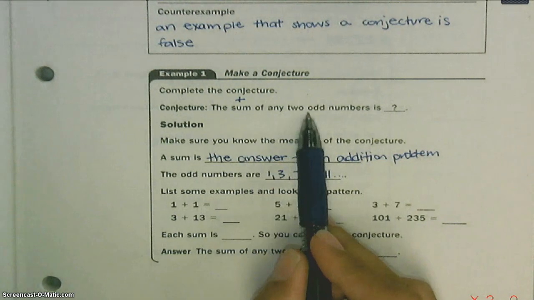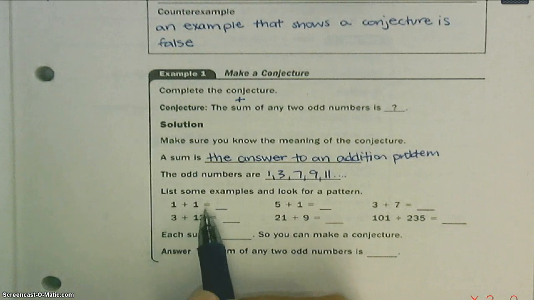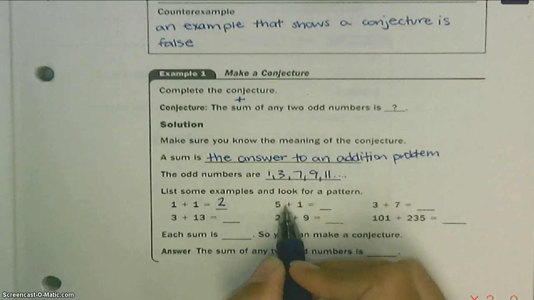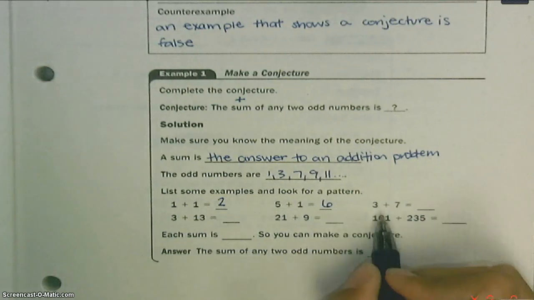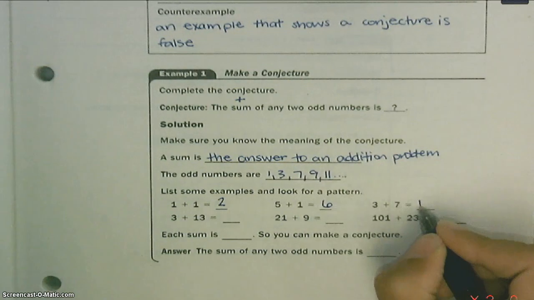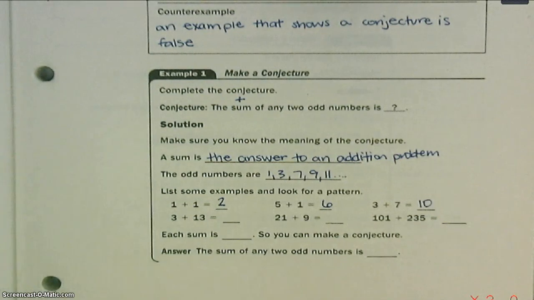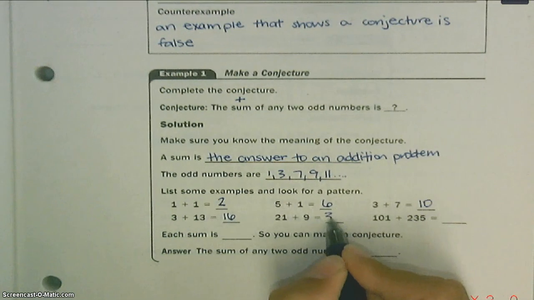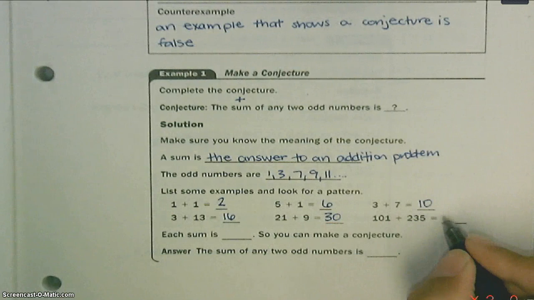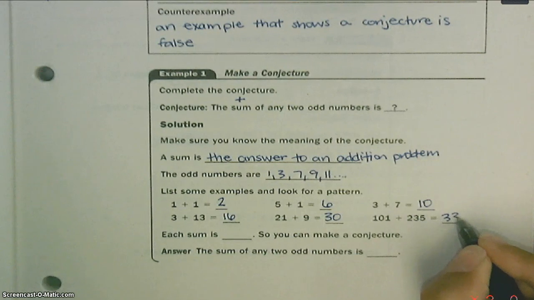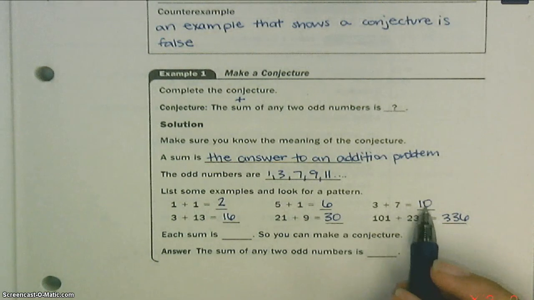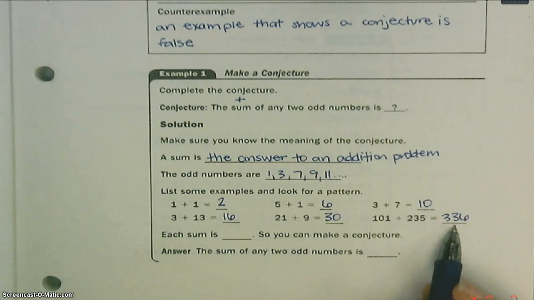All right, so we're going to add two odd numbers. So here's an example, 1 and 1. That's 2. That's odd and odd makes 2. Odd plus odd makes 6. Odd plus odd makes 10. Notice we have to do lots of examples to make sure we're really doing this right, to make a really good conjecture. Odd and odd again, another odd plus odd, and one more, 3 and 3 makes 6. All right, so what do we notice? Every time we add two odd numbers, we get an even number.